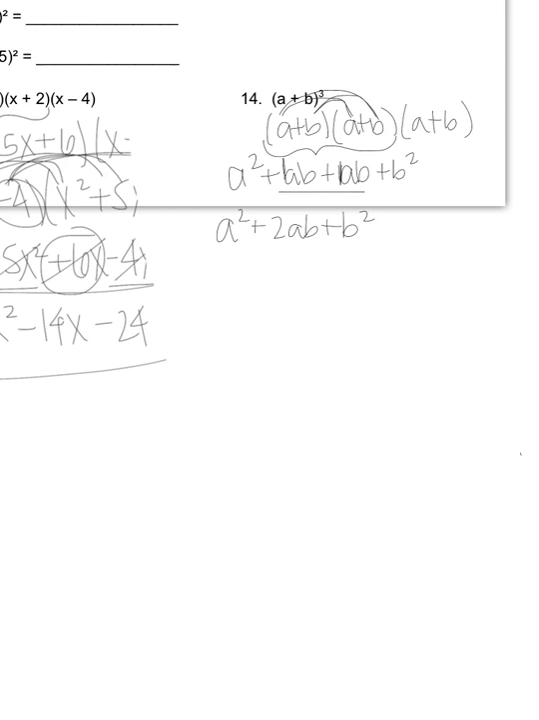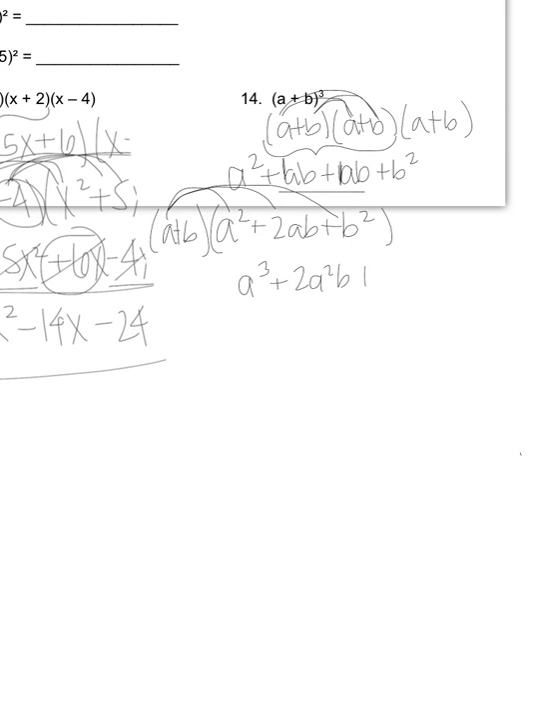Okay, so we multiplied the first 2. Now I'm going to take that and multiply it by the third one. You can either put it in front here or you can put it at the back. All right, we're going to do a times a squared, which is a cubed. A times 2ab would be 2a squared b.